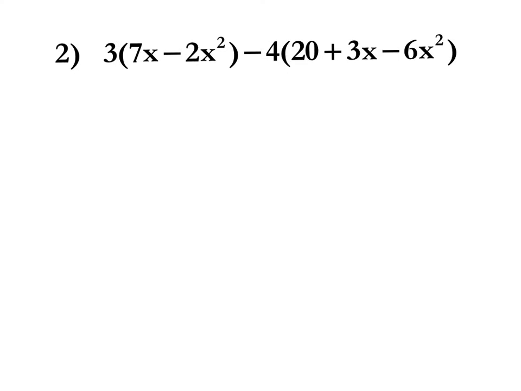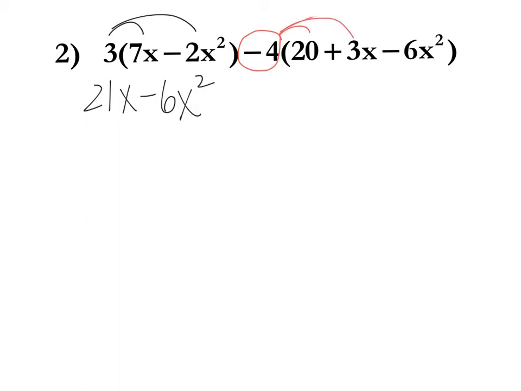It's a little bit harder because I'm going to distribute my 3 here, and I'll do that first. It makes 21x minus 6x squared. What you have to be really careful about here is you're distributing this -4, and that's something that always gets people: you're distributing the minus sign, which changes the sign of everything in that second set of parentheses.